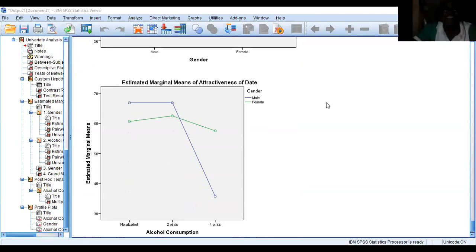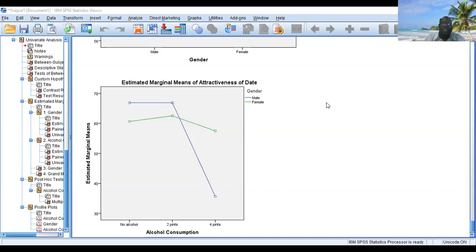Interaction effect of gender. If you look at the gender cross alcohol, it is showing us that, if let's say it's bashed now, it will be clear. You will see that green is for female, right? And blue is for male. Can you see? And no point, can you see no point?